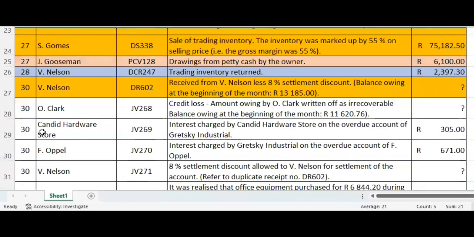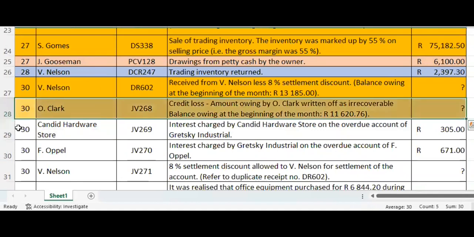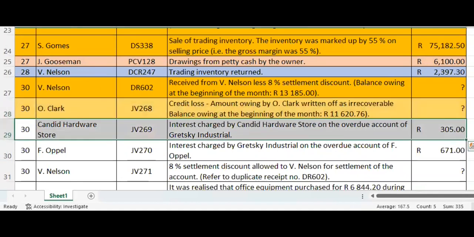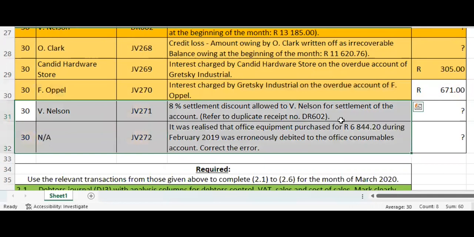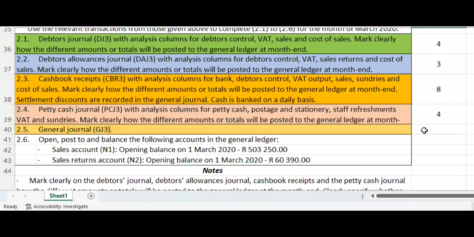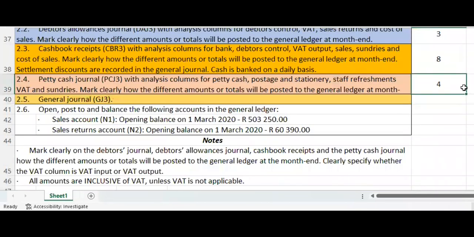3, 4, 5, 6, 7, 8 transactions that I will record in my general journal. Okay, so let's do that.